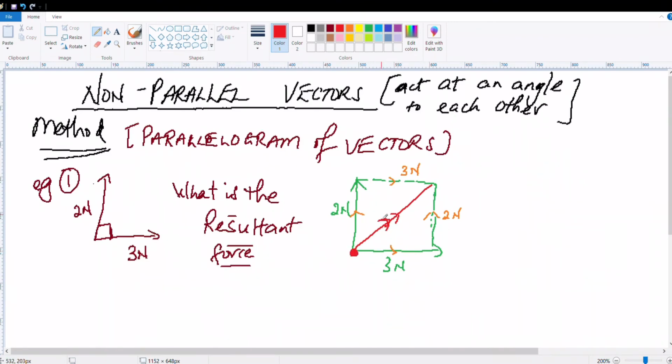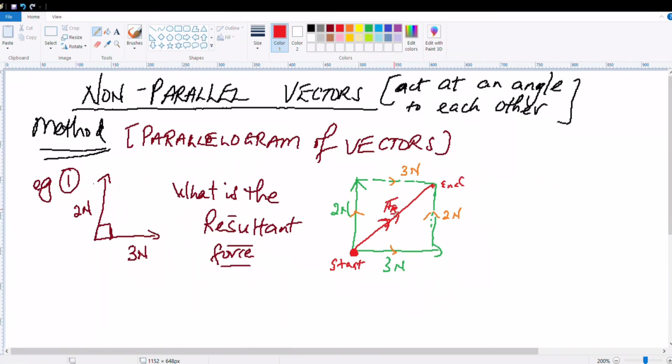Or I can take the base triangle where I'm moving 3 newtons across to the right, followed by 2 newtons upwards. It will still arrive at the same end point. Alright, this is our end point for our parallelogram. This is our starting point where the object will have been placed in such a situation. Now this is therefore our resultant vector. I'm going to call it FR.